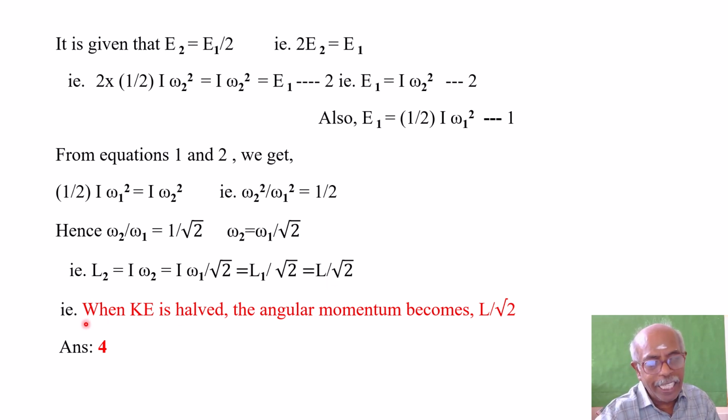So when the kinetic energy is halved, becomes 1 by 2, the angular momentum becomes L by root 2. So this L by root 2 is option 4. Option 4 is the right answer for this question.